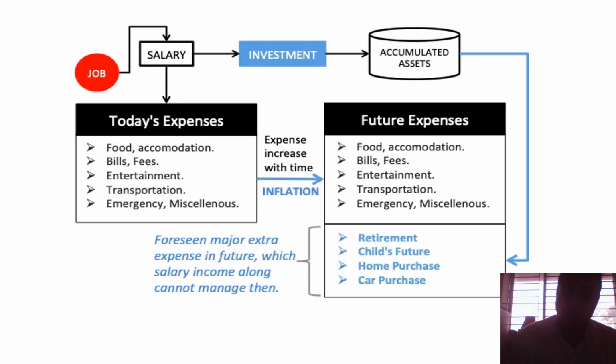So you go for today's expenses and think about future expenses, which might increase. And if you see this slide, between today's expenses and future expenses, you can see inflation. The way inflation has to be calculated is between today's expenses and the future expenses, today's price and the future price. The increase in price or expenses over a period of time is always set as the inflation rate.